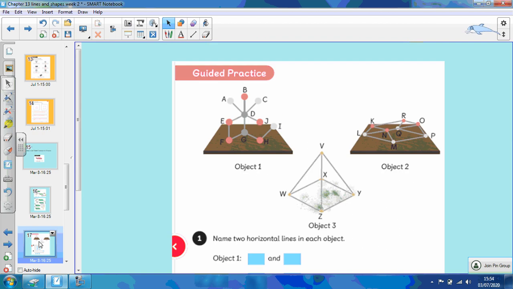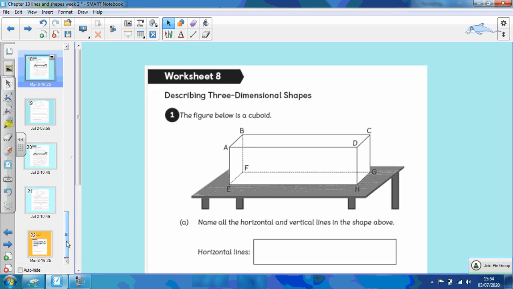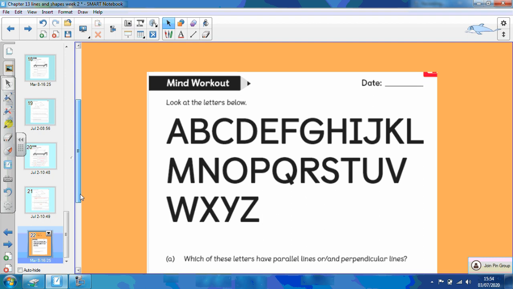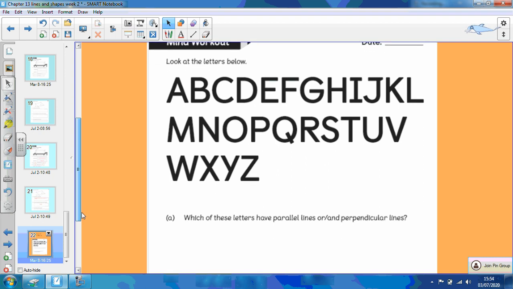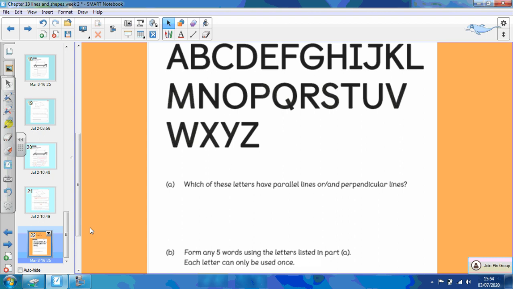So now I'd like you to have a go at this mind workout. There's a sheet to print out with the other worksheets for this lesson. Okay, so A, which of these letters have parallel lines and or perpendicular lines? And B, you need to form any 5 words using the letters that you've listed here. Each letter can only be used once. Now I've had a go at this, so have a go, then come back and I'll tell you what I found.